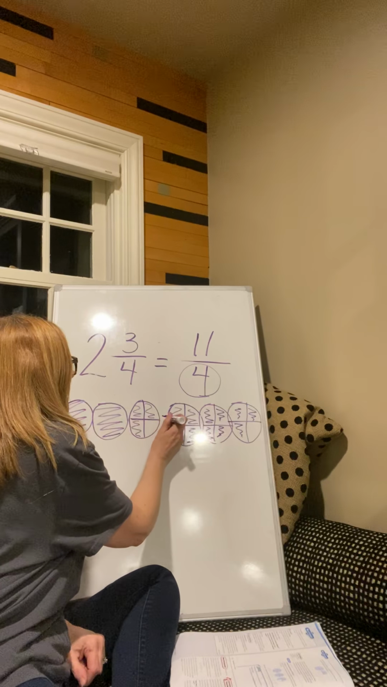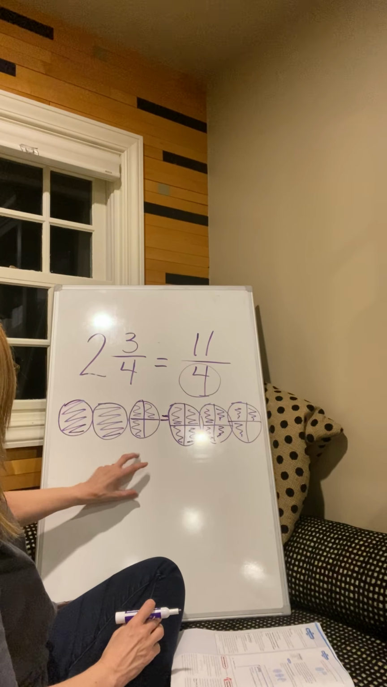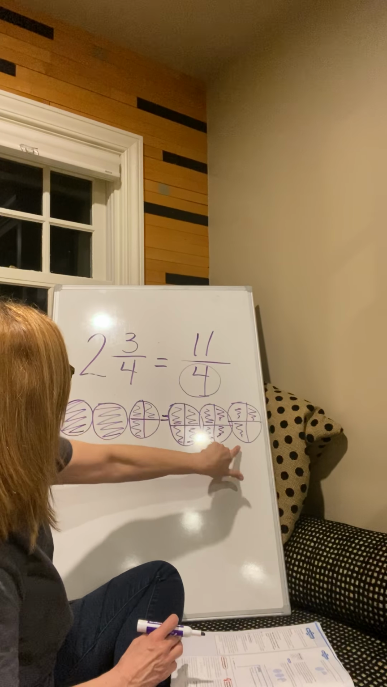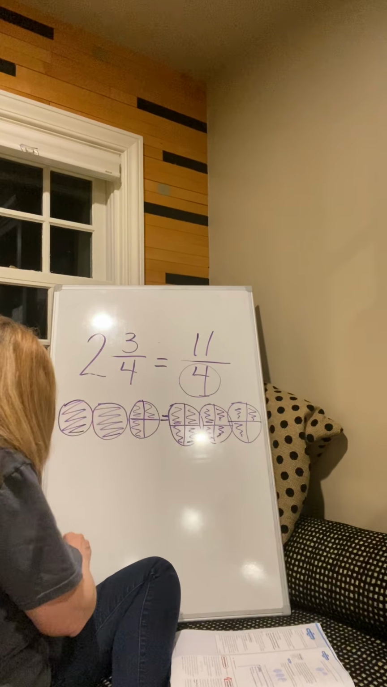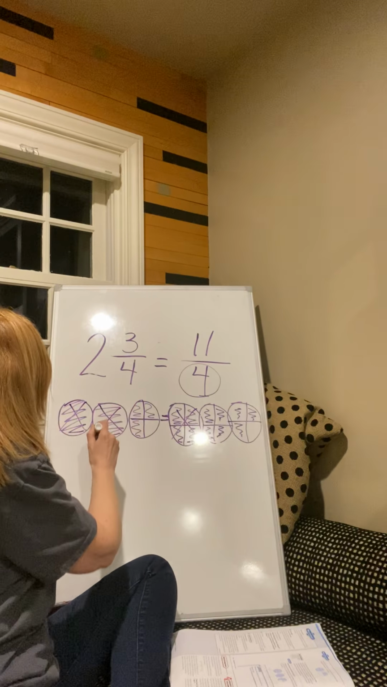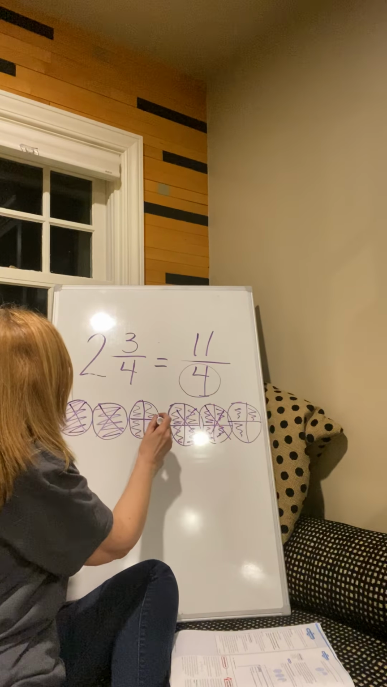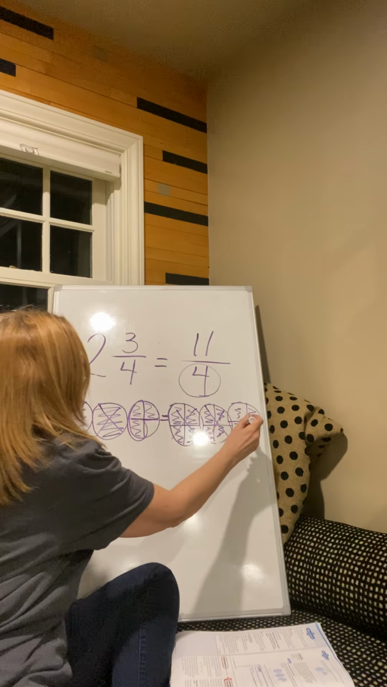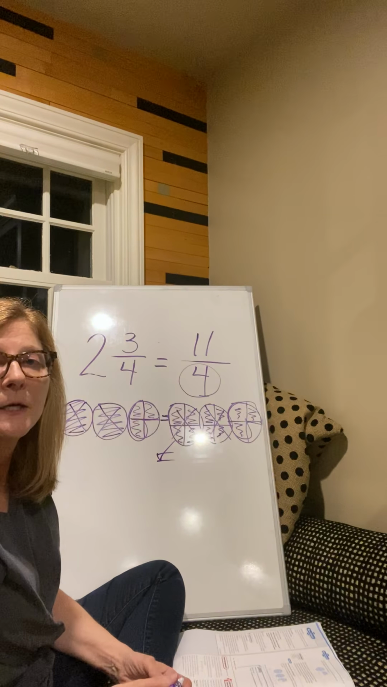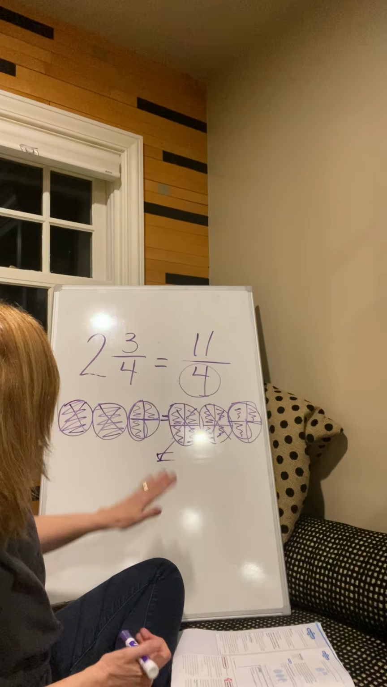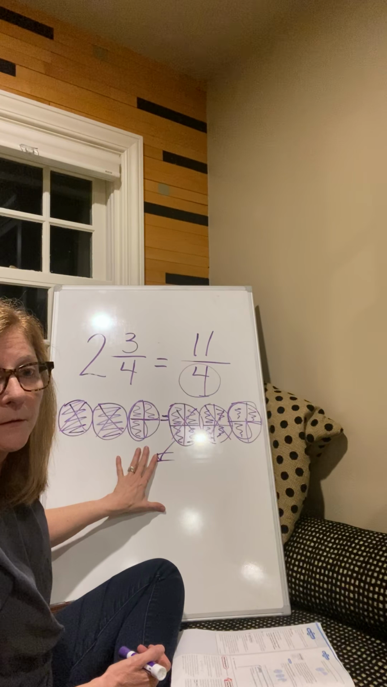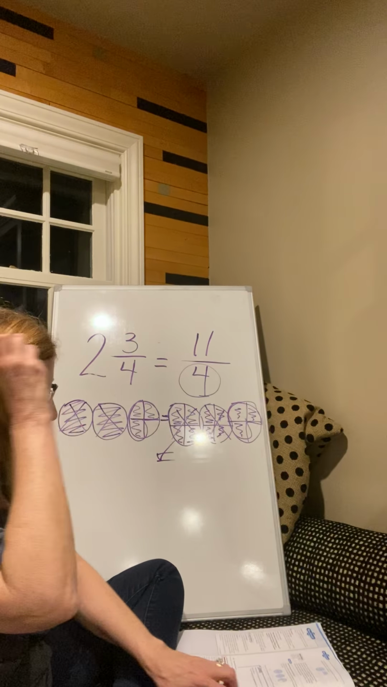Okay, so I believe that I have 2 3/4 and I have 11/4, and it looks like here's a whole one, here's a whole one, here's a whole one, here's a whole one. This is 3/4, this is 3/4. They are indeed equal. And here is my diagram to prove it. Okay? All right.